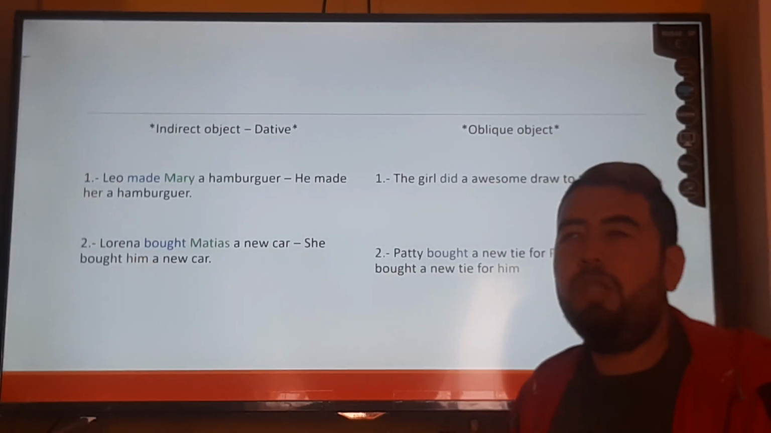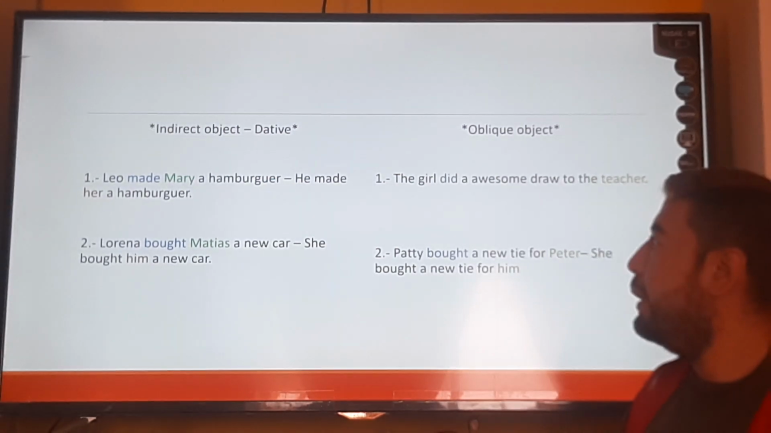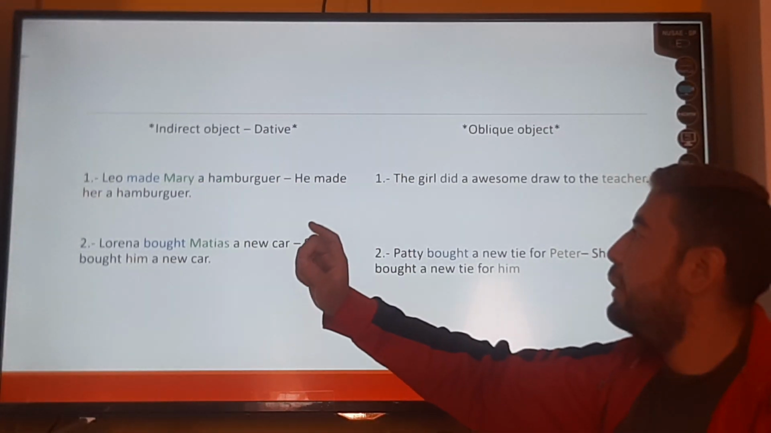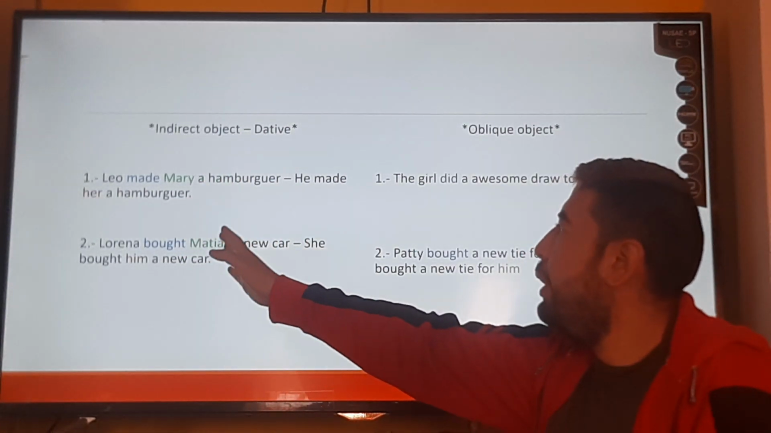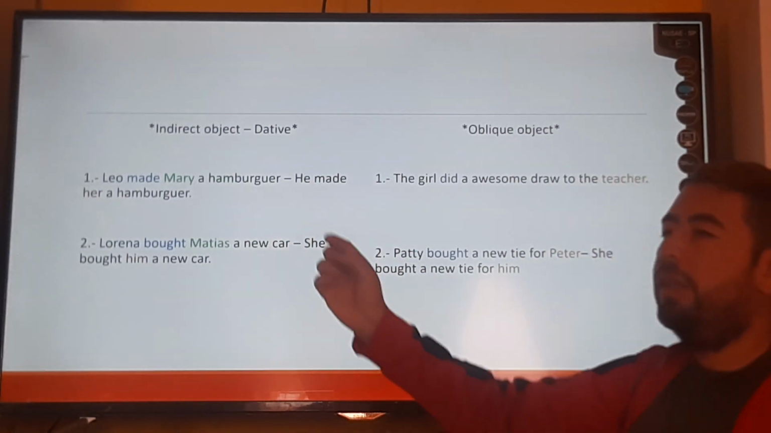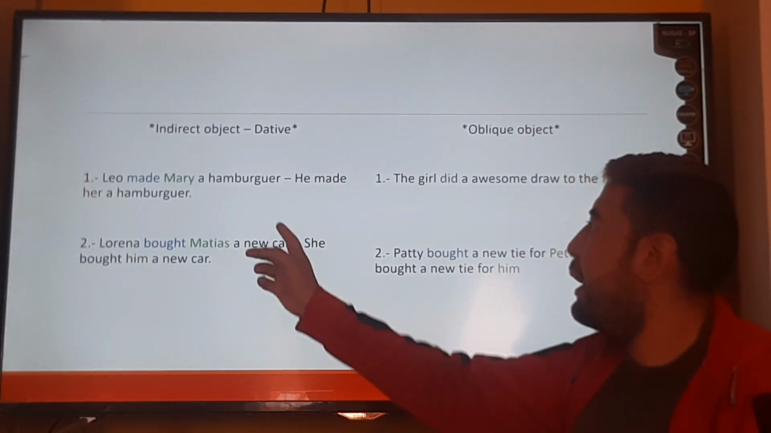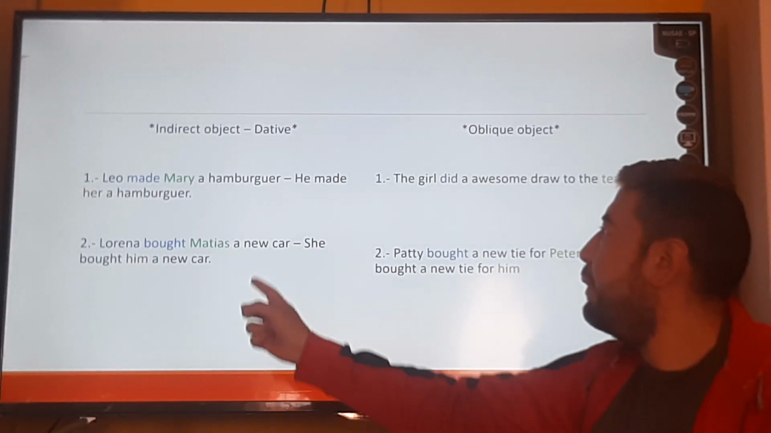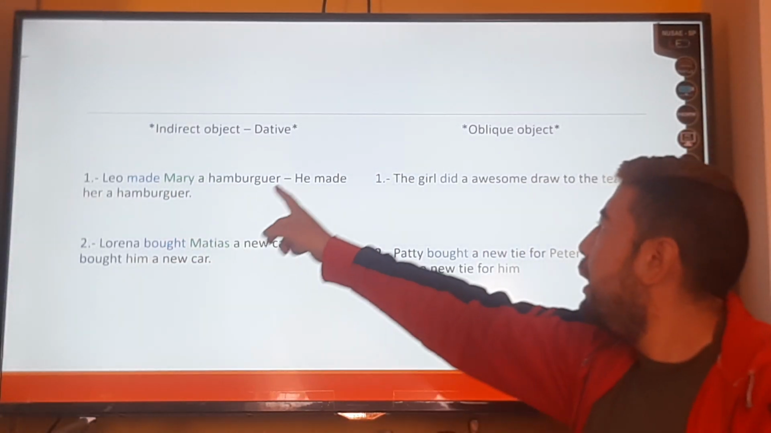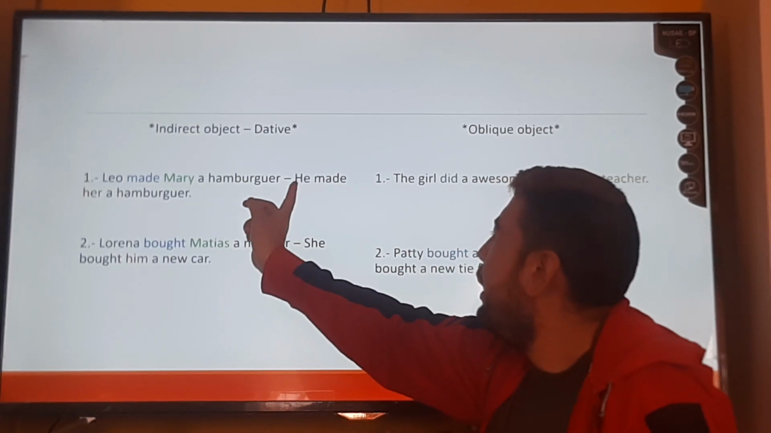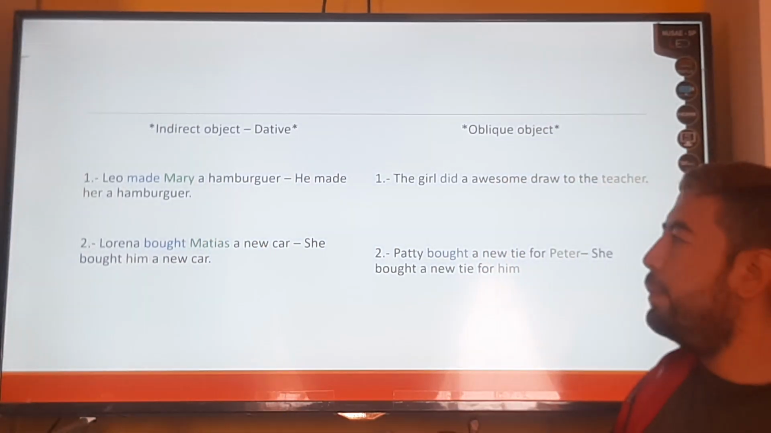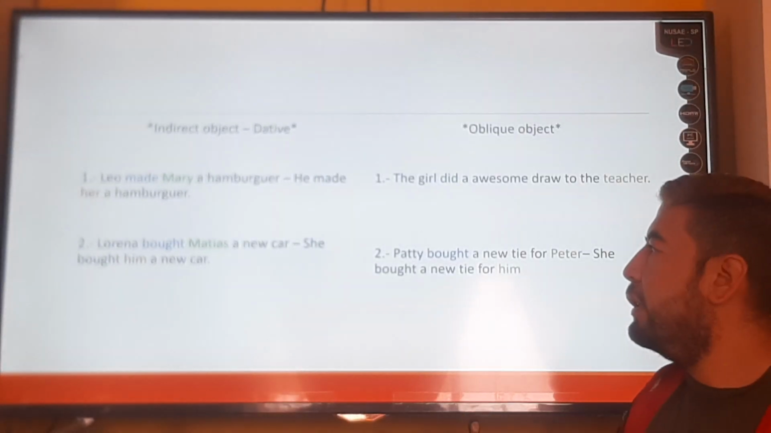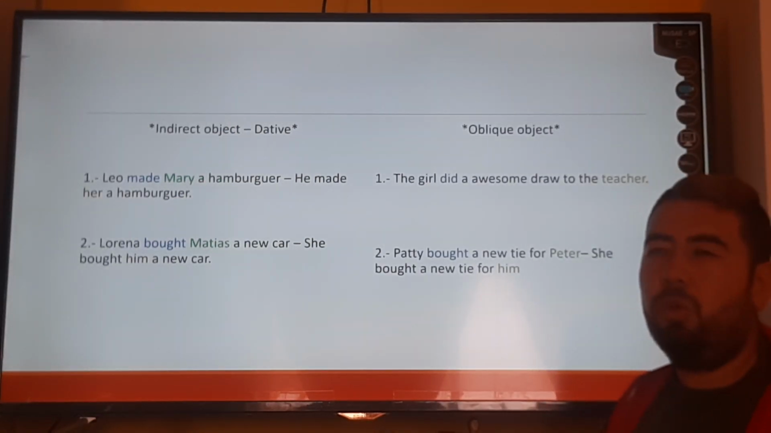The second is indirect object or dative. Leo made Mary a hamburger. Lorena bought Matthias a new car. Leo is a subject, made is a verb, Mary is an indirect object, and hamburger is a complement. Who received the action shown by the verb in this case? Mary, because Mary received the hamburger made by Leo. He made her a hamburger. The second is Lorena bought Matthias a new car. She bought him a new car.